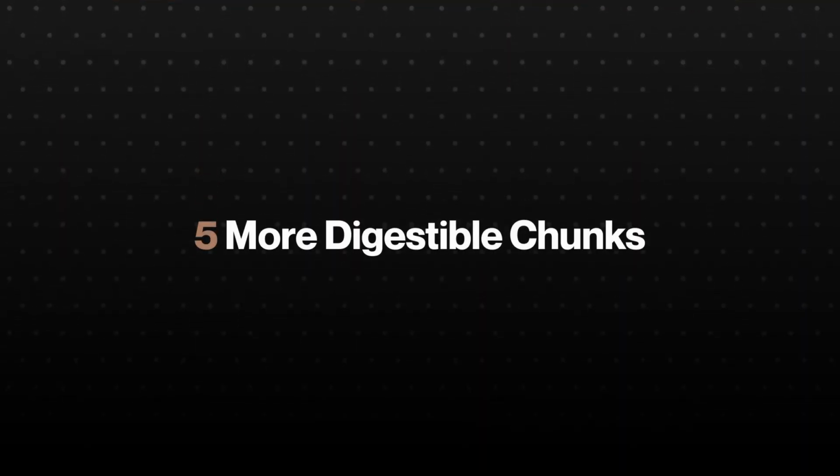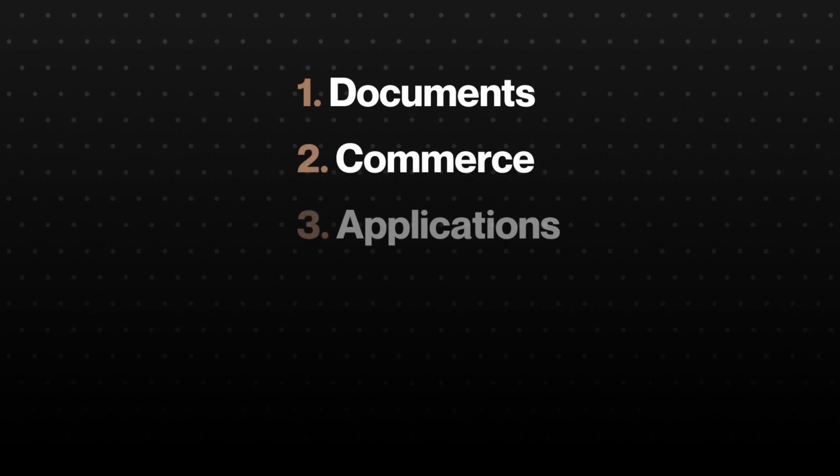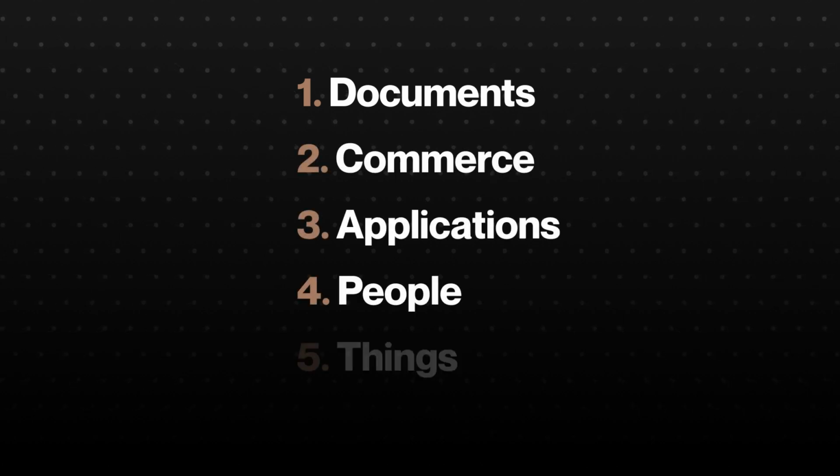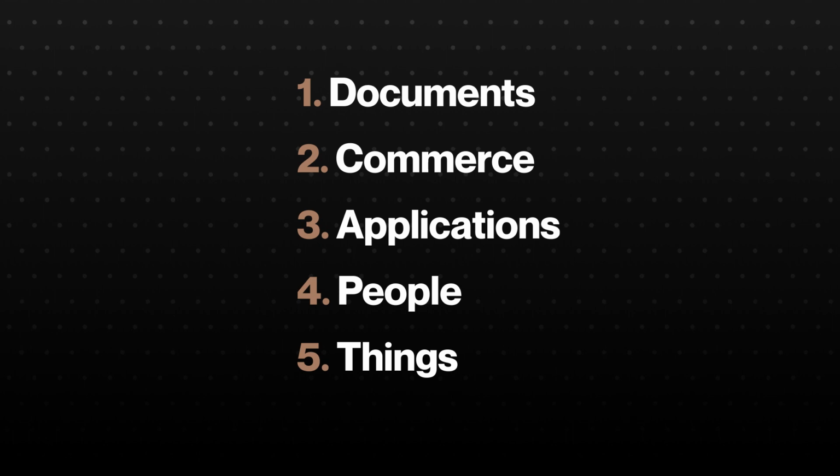So we've broken this 150-year period down into 5 more digestible chunks: documents, commerce, applications, people, and ultimately things. Today, we're going to start with documents, and we're going to delve into the human-to-human connection that was initially characterized by.